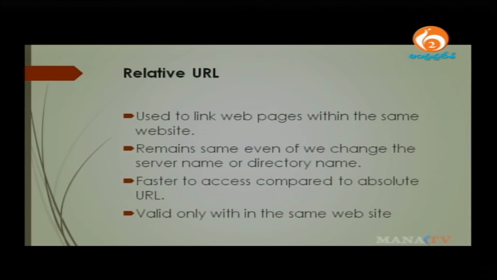So, it will directly search the same path from that particular file, and if it finds the file, it will present it. If it is not able to find the file, it will say this file is not present, and it is valid only within the same website. If we go to a different website, there is no information about the server in the relative URL. If there is no information about the server, it is not possible to find the particular file in that location, because there is no such file present in that computer.